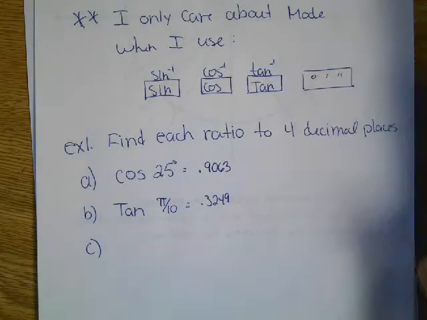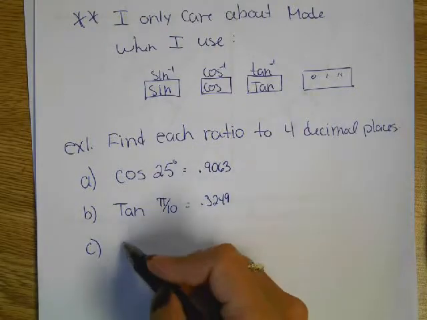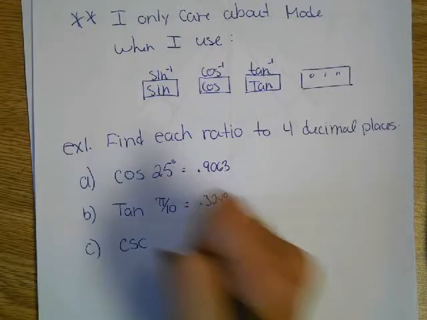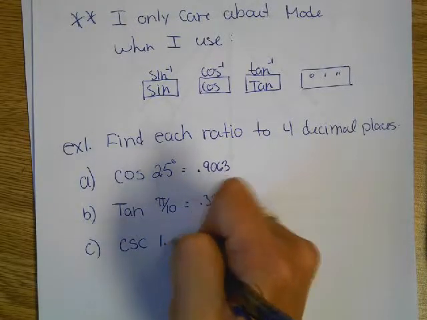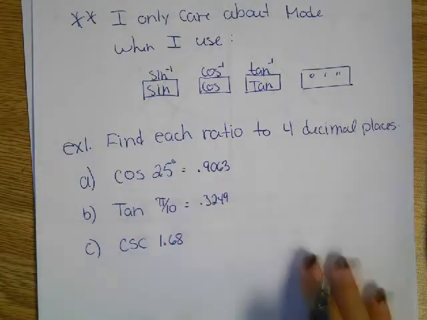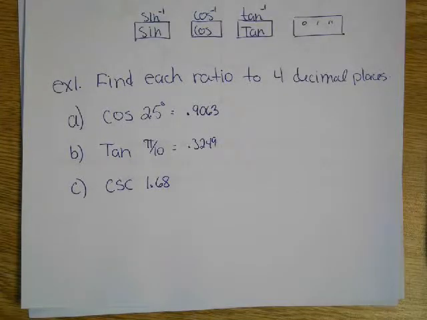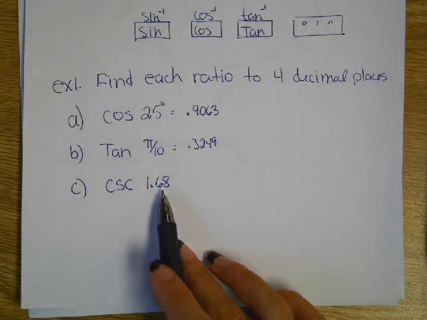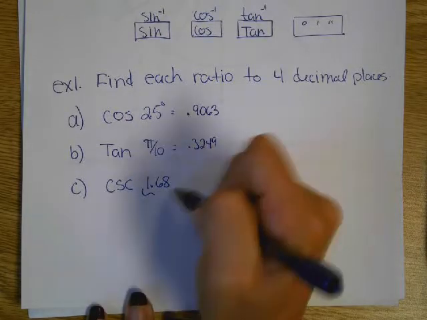Now the tough ones too. Now it's not just deciding what mode, but how do you deal with those 3 that are reciprocal functions? How about the cosecant of a 1.68 angle? Well, what is this 1.68? What form is that in? That's a radian again, so we want to be in radian mode, and we're still in radian mode, so we don't have to switch that. So this is radian.